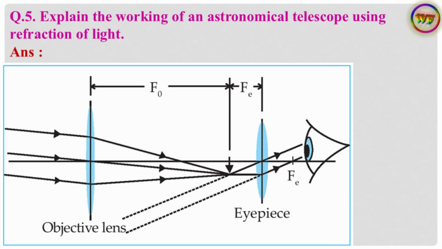Question 5. Explain the working of an astronomical telescope using refraction of light. Continuation of the answer is on the next slide.